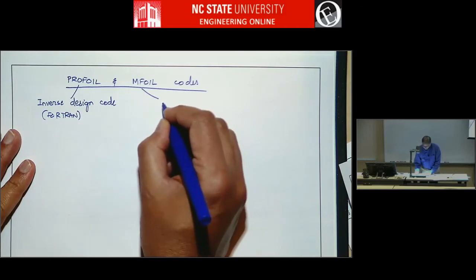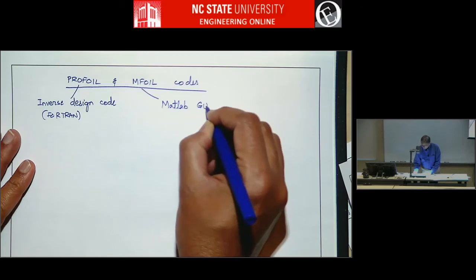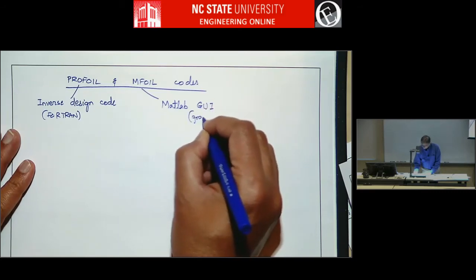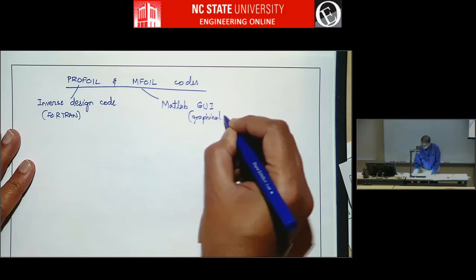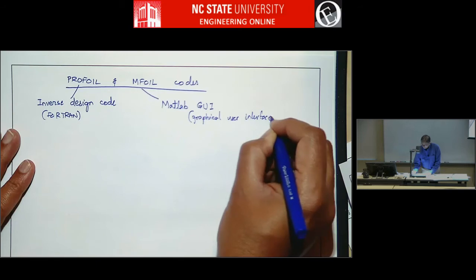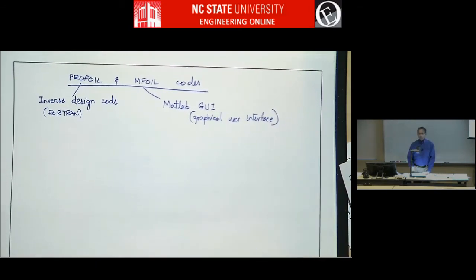MFoil is a MATLAB GUI, which is graphical user interface. So this is a sort of a wrapper that goes and runs Profoil, and it plots all the information, and it even helps you to graphically go and edit certain things, which we'll see later on.